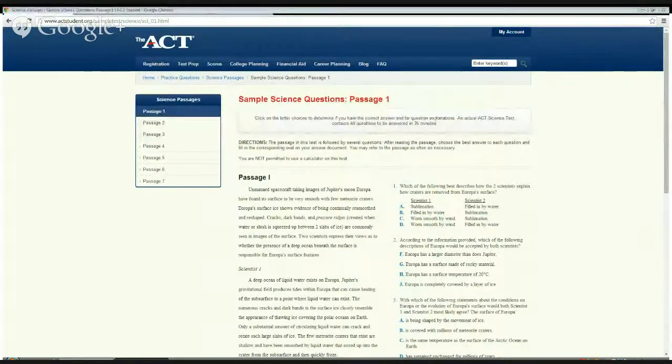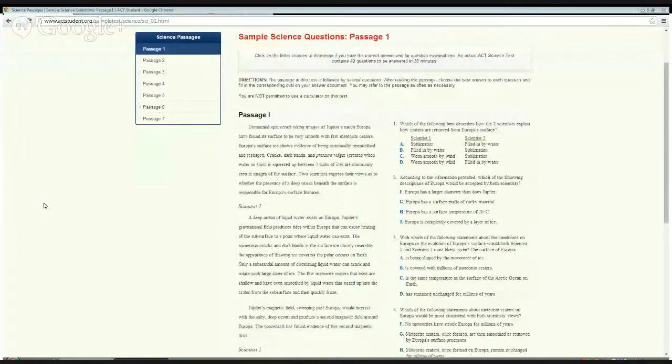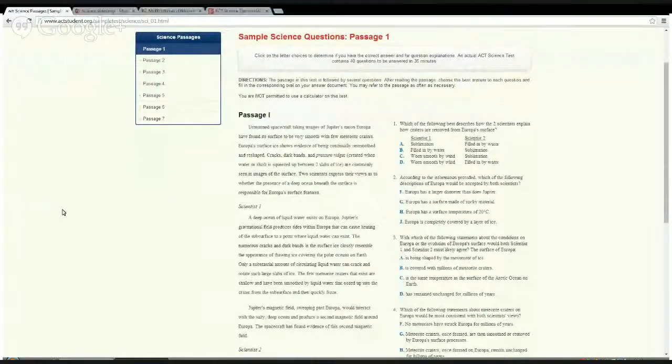Question 2 asks, according to the information provided, which of the following descriptions of Europa would be accepted by both scientists? So again, this is one where we just talked about how they agree. What's something that they would both agree on? And the answer there is J. Europa is completely covered by a layer of ice. And they both do just say that in their paragraphs. So that's one way that they agree.